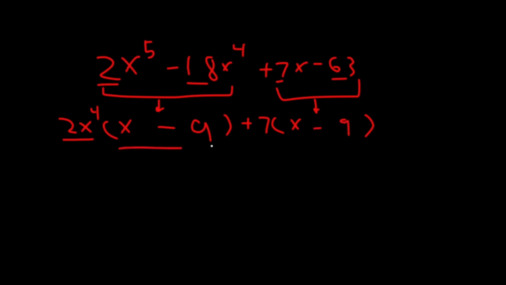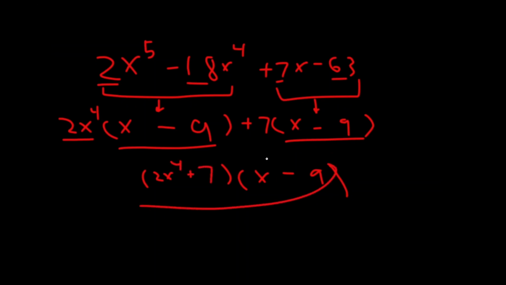Now again, we have both of these as the same, which means we did it right. So now we're going to take this down over here and rewrite whatever's left. In this case, 2x to the fourth plus 7. There's your answer.